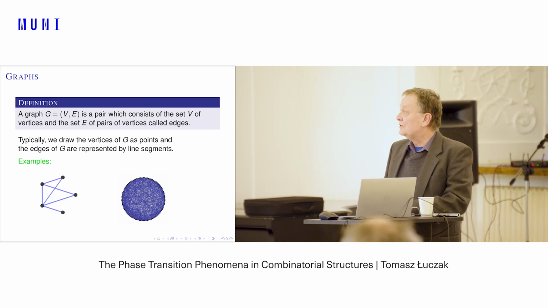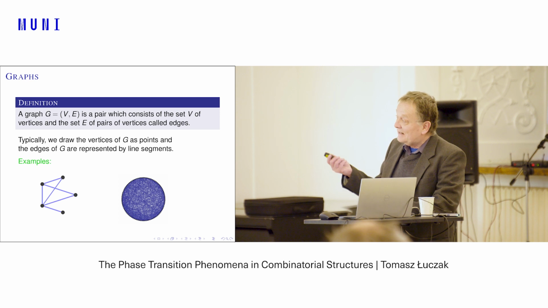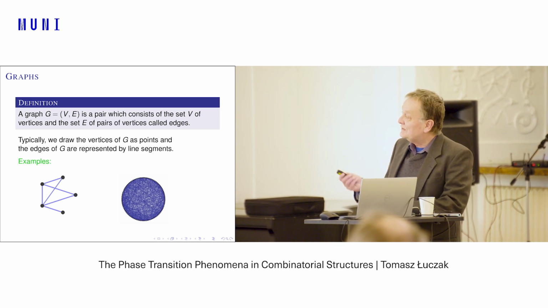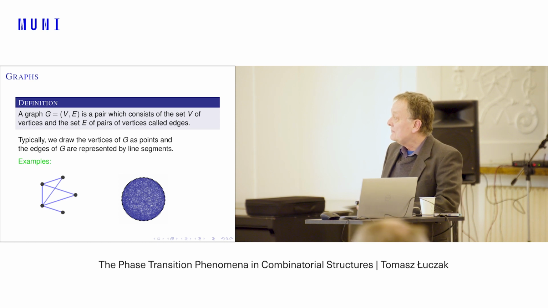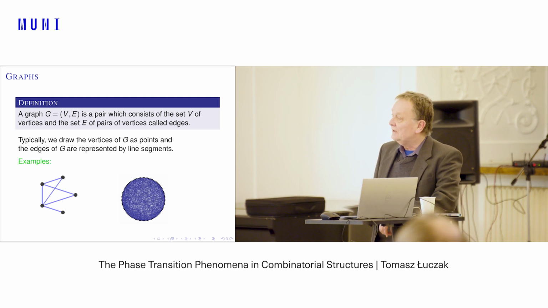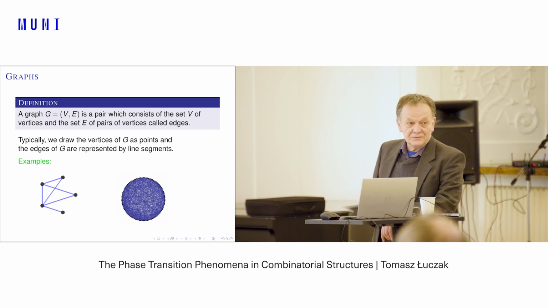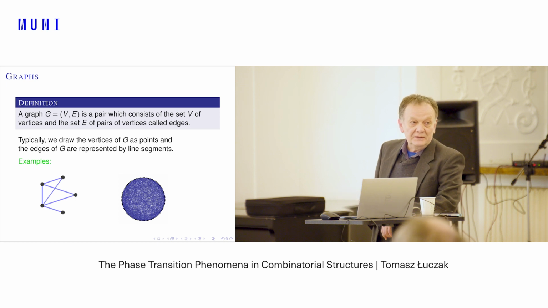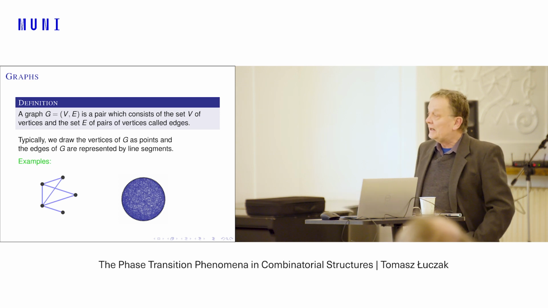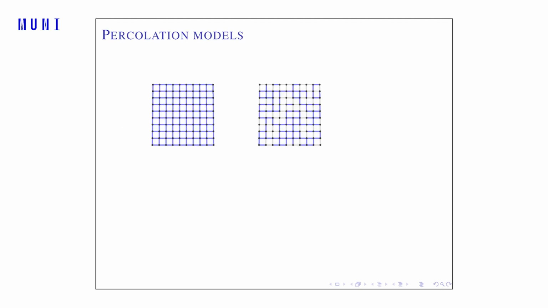Now let's go back to the phase transition. This graph, apparently you can visualize it. Let's start with the square lattice. What we will do is accommodate to this model a probability. For every edge of this graph, we leave it with probability p, and we delete it with probability 1 minus p, independently for each edge, and p is the parameter. So what we get is the following.